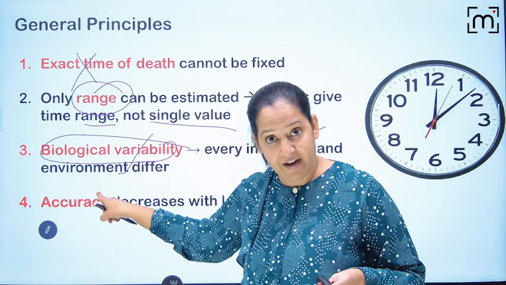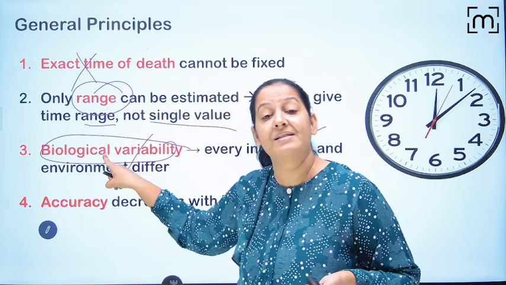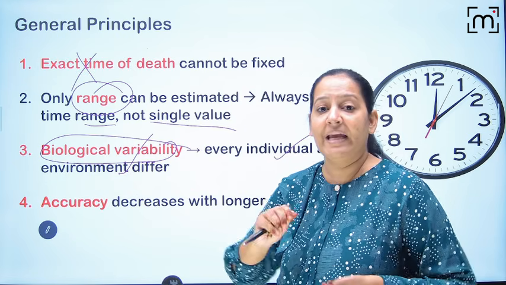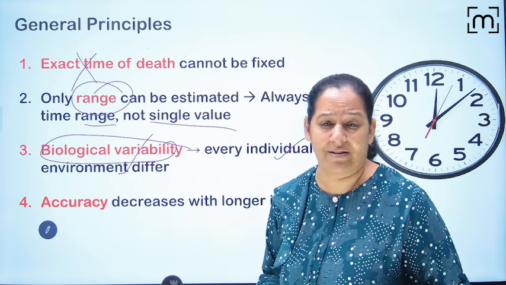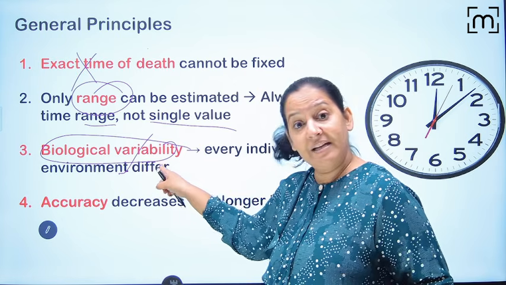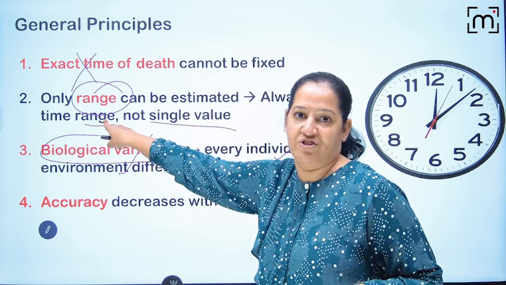Is it in a moist environment? Is it in a dry environment? It is submerged in the water. And whether the individual is lean, obese, there are many factors to consider. I have told you all of that. So biological variability is very high. That's why we should give the range.